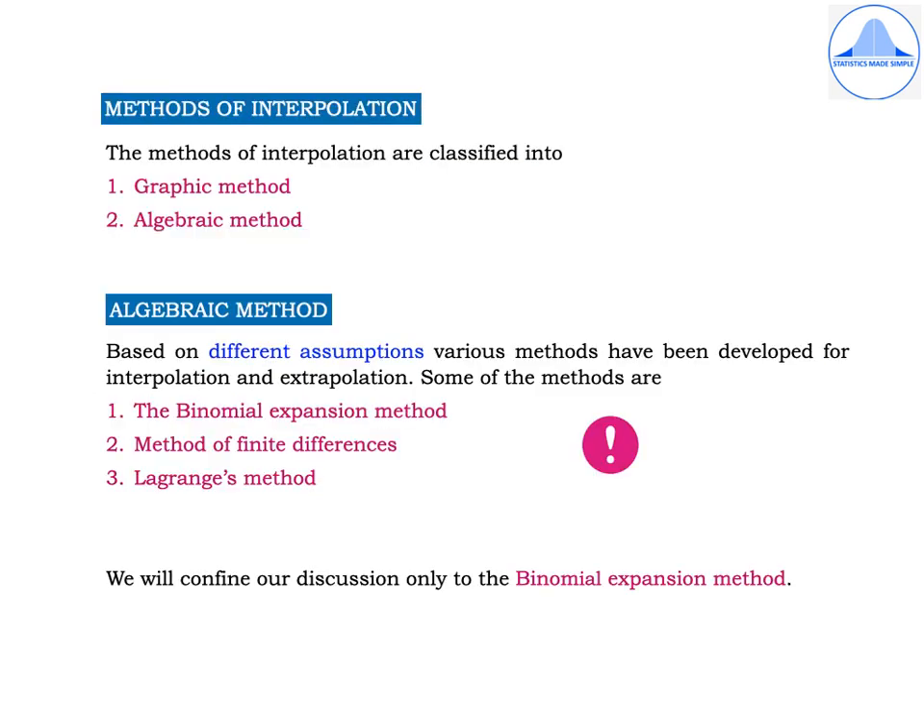The two methods of interpolation are the graphic method and the algebraic method. In the algebraic method, based on different assumptions, various methods have been developed for interpolation and extrapolation. Some of the methods are the binomial expansion method, method of finite differences, and Lagrange's method. We will confine our discussion only to the binomial expansion method in this video.